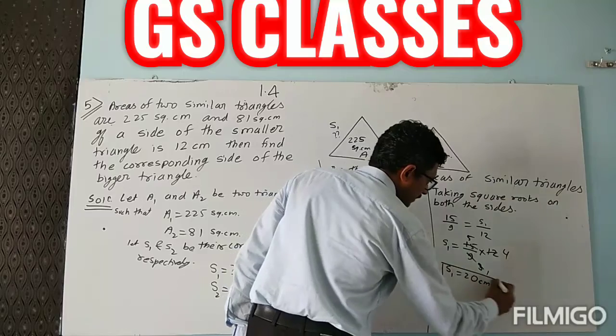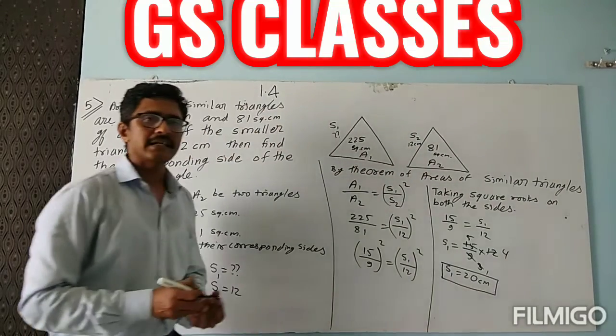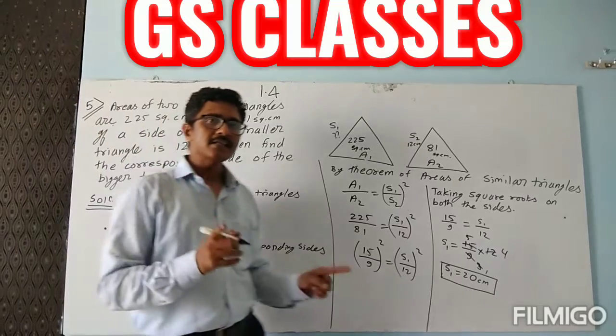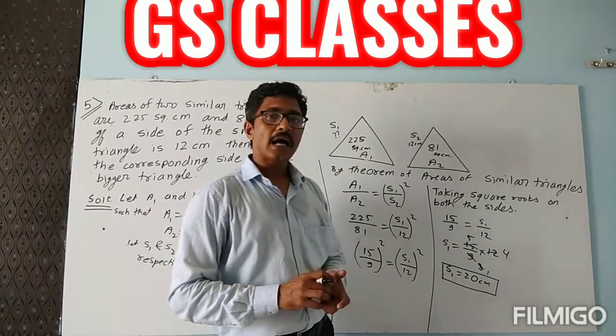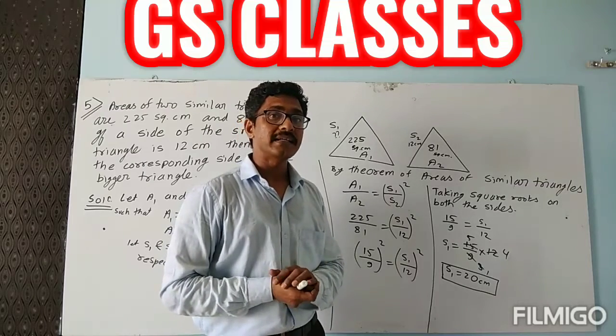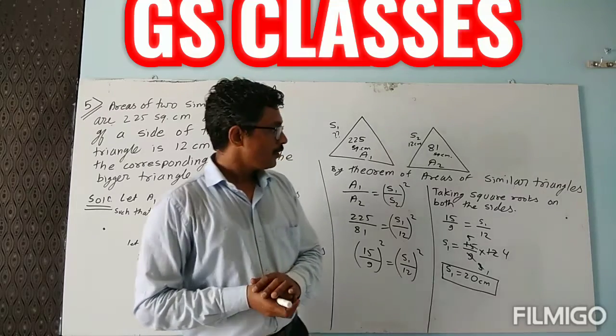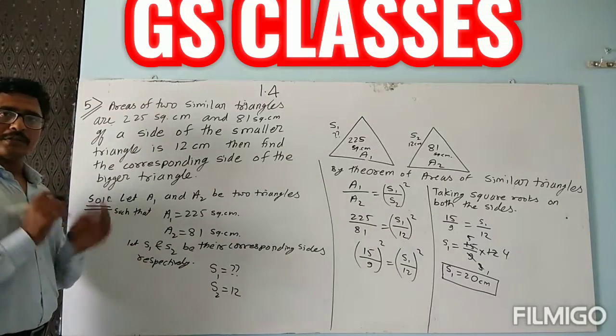So S1 is coming out as 20 centimeter. Remember, this is length, so you have to mention the unit as centimeter. And children, don't forget to mention the unit. Otherwise, they will definitely deduct your marks. So, see you children now in the next question.